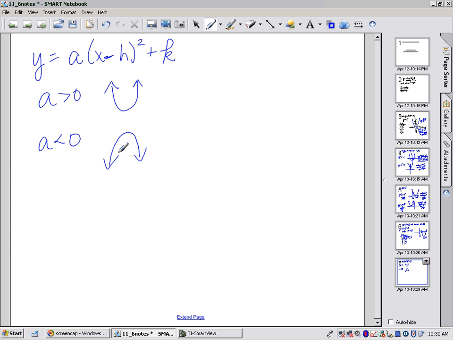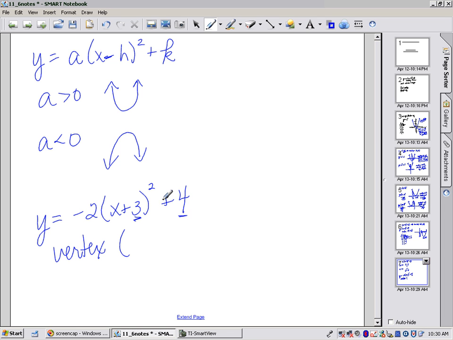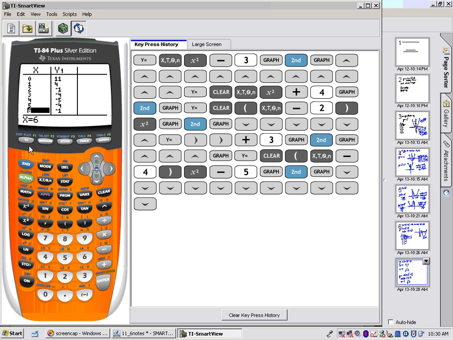But basically, to identify the vertex and the direction that the parabola goes, if I give you y is equal to -2 times (x plus 3) squared plus 4, the vertex is, based on these numbers h and k, (-3, 4). The value of a here is -2, which means the parabola should go down. So we're looking for a vertex of (-3, 4) with a graph going down. And we can look at that on the calculator to see that.